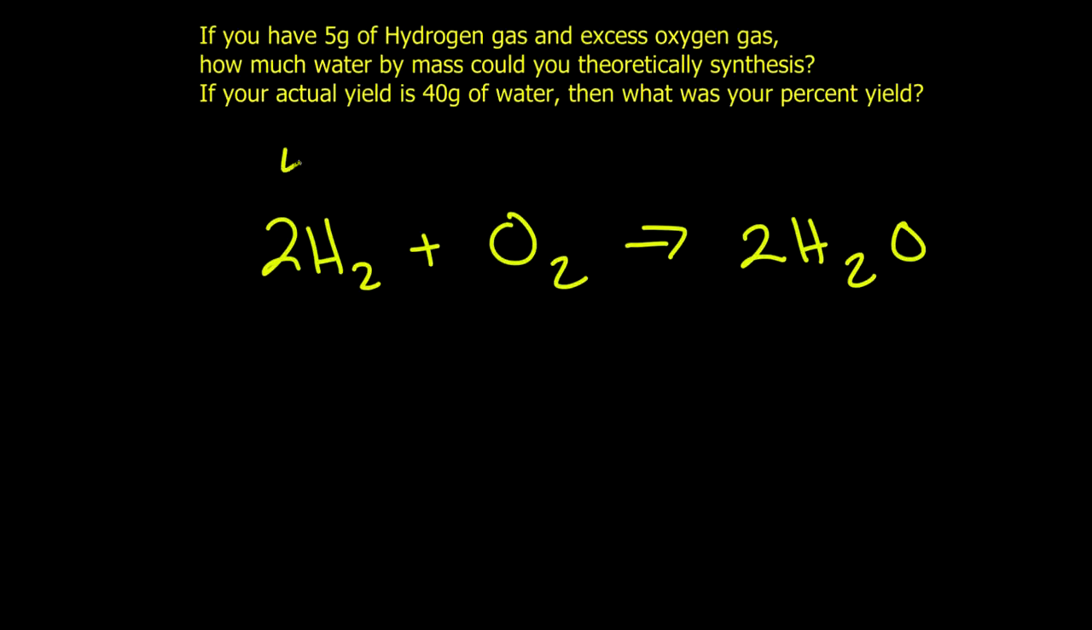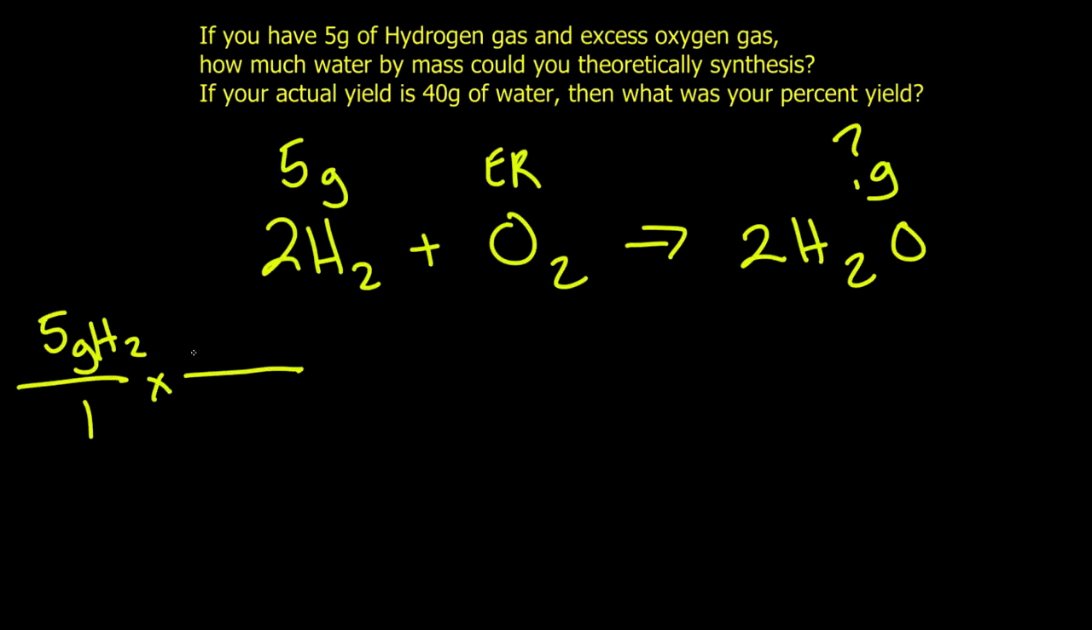I have 5 grams of hydrogen gas. I've got excess oxygen gas, so I'm really not going to worry about oxygen. And I'm looking for the mass of water theoretically. So let's figure that out first. I've got to do a mole conversion, then convert those moles to water, and then find the mass from there. So I have 5 grams of H2 over 1. Do my mole conversion. 1 mole of H2 is 2 grams. So that cancels out grams of hydrogen gas.